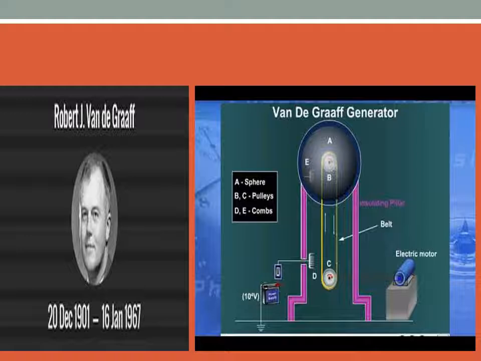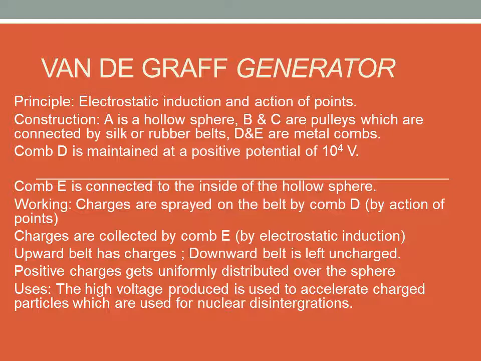Now the comb D, if you see, is maintained at a positive potential of 10 to the power of 4 volts by means of a power supply. Now the comb E is connected to the inner side of the hollow metal sphere. Now we'll see the working of the Van de Graaff generator.